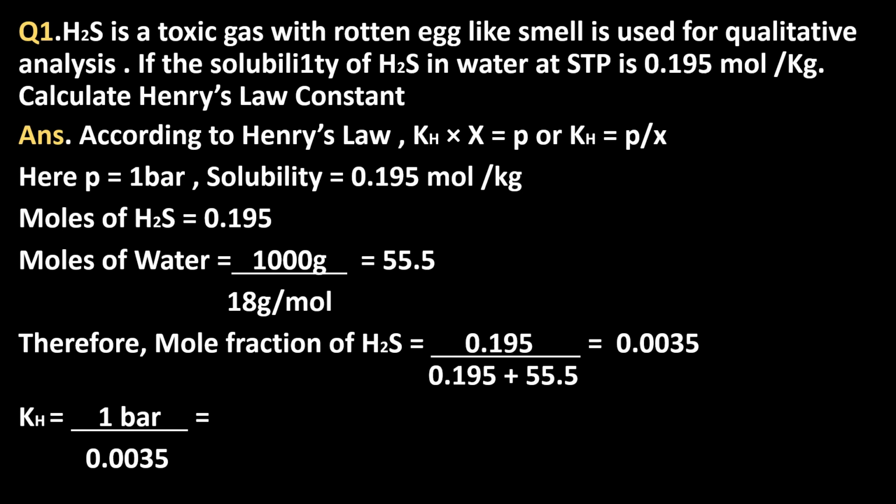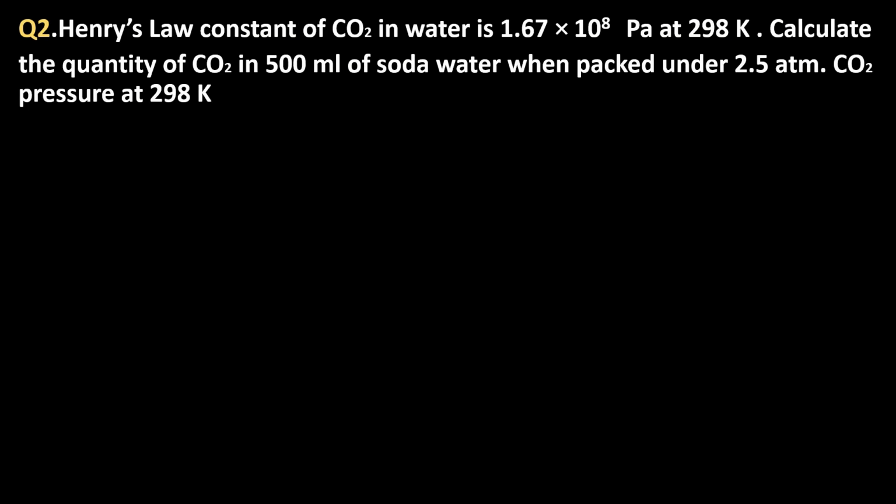0.0035. Now, to calculate KH, according to Henry's law, we have discussed earlier, KH is equal to the partial pressure of the gas divided by the mole fraction. The pressure here is 1 bar, which is already given at STP. So, it is 1 bar divided by 3.5 into 10 raised to minus 3 or 0.0035. The answer is 285.6 bar. Hope this is clear to you.